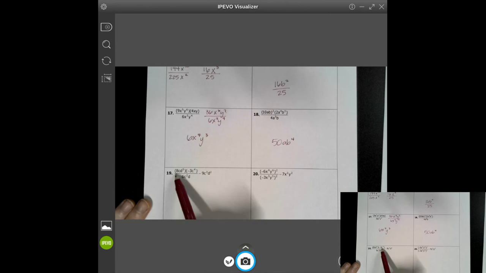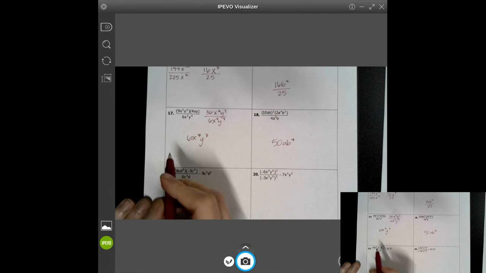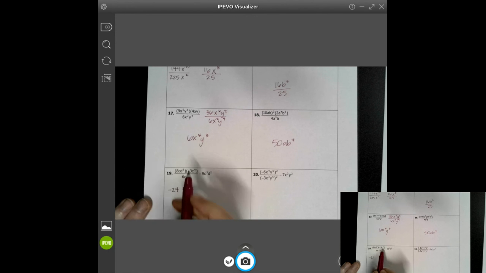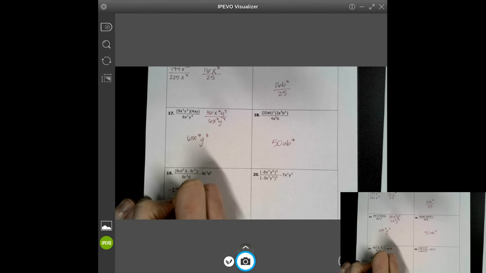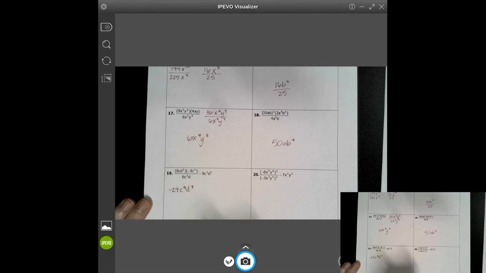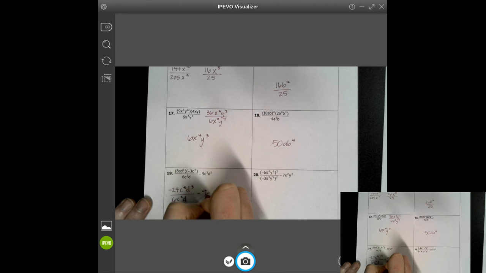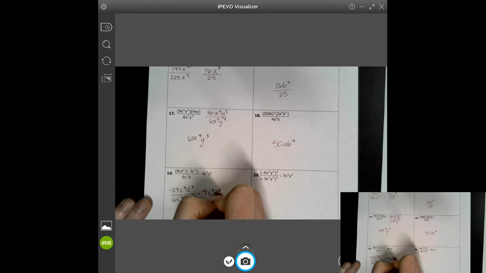Okay, so then for number 19, we got a lot of stuff going on here. So I'm going to try to simplify this fraction as much as possible before I subtract, because I've got to do my order of operations. So I'm going to do 8 times negative 3, which is negative 24. C times c to the 4th would be c to the 5th, d to the 3rd, over 6d c squared d. And then I'll bring the rest of my problem down.